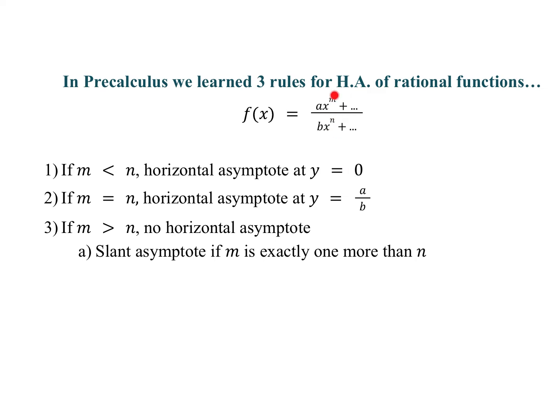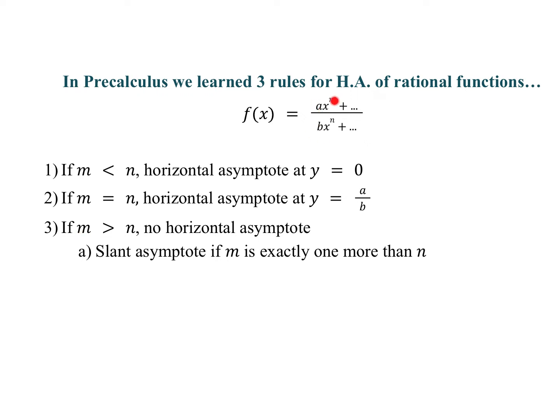If the degrees are equal, as in case 2, we're going to have a horizontal asymptote at the ratio of the leading coefficients, so a over b. The general idea there is that everything essentially cancels out, and everything that's a lower degree cancels out as we go towards positive or negative infinity, leaving us with just a over b.